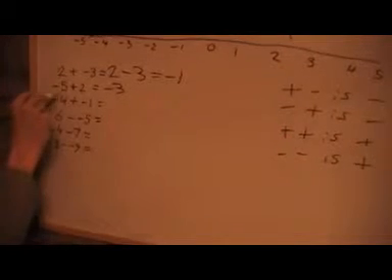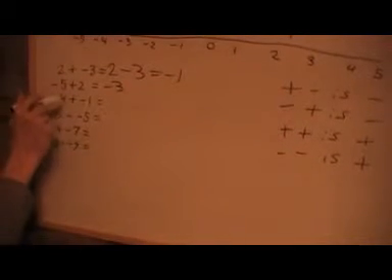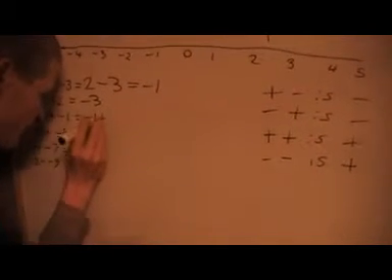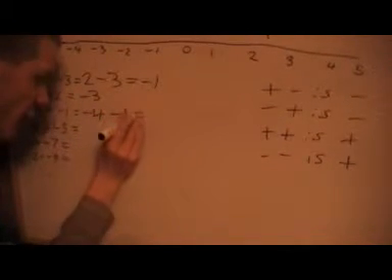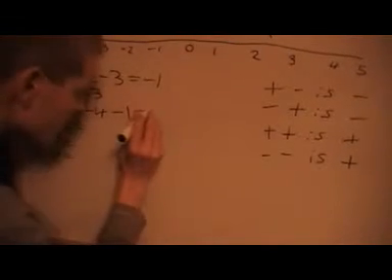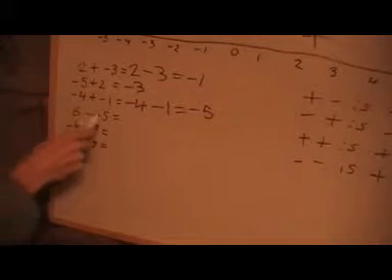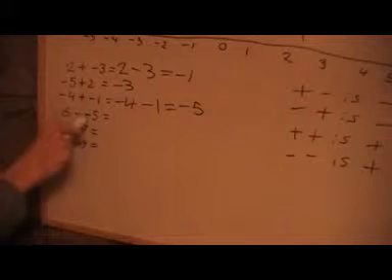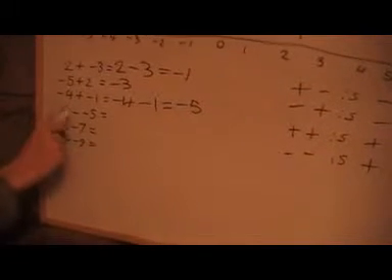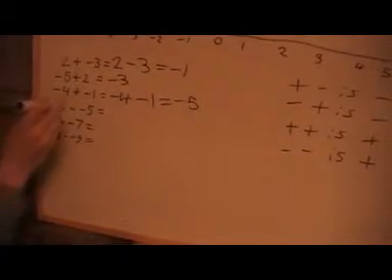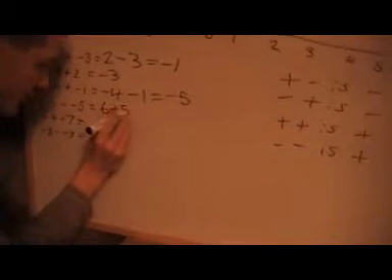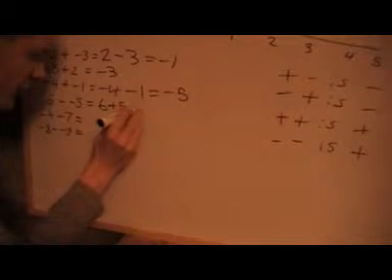Next one, I've got minus 4 and I want to add minus 1. So then I've got minus 4, take away 1, which is equal to minus 5. Okay? Right, next example here, I've got 6, take away minus 5. So if I want to take away a minus number, what I'm really doing is I'm adding it. So I've got 6 plus 5 instead, which is 11.